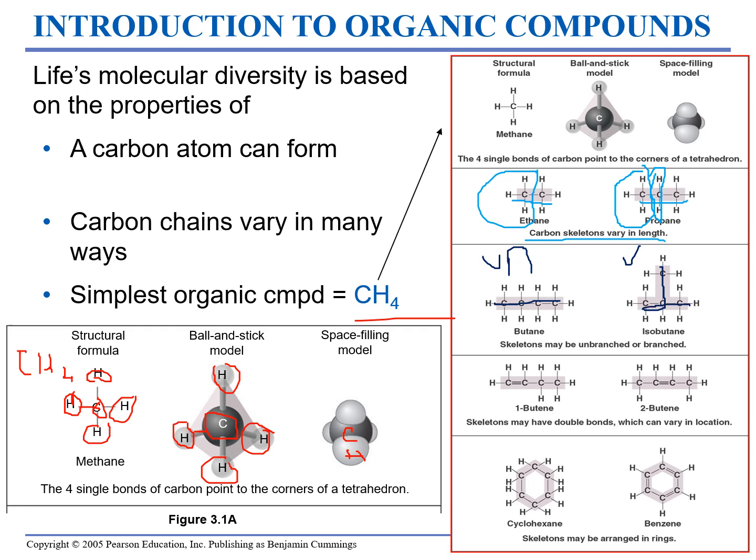The next thing to know is that skeletons may have double bonds, which can vary in location. So in 1-butene, here is your double bond, and in 2-butene, here is your double bond between the 2 carbons. And then skeletons may be arranged in rings. Here is where you see the ring in this cyclohexane, and in these benzene you see like an octagon-like shape of the rings.